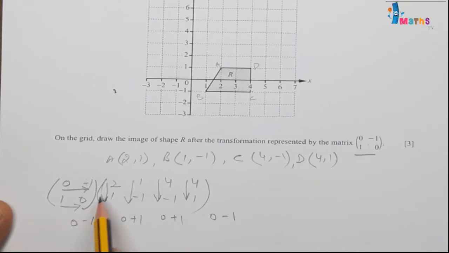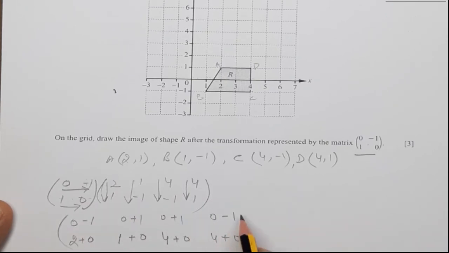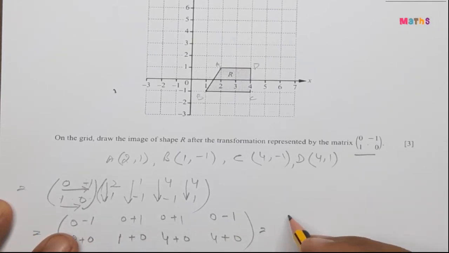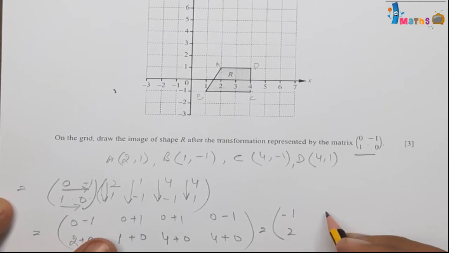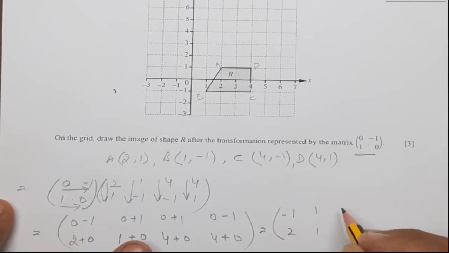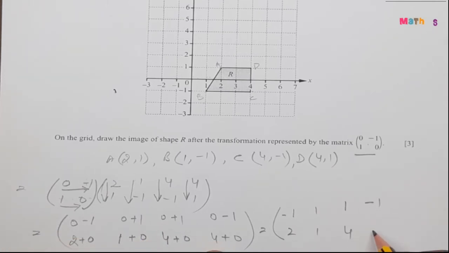Similarly, the second row with the first column will be 2 plus 0. Then this will be 1 plus 0. This with this will be 4 plus 0. This with this will be 4 plus 0. So this will be our matrix after multiplication. We can write minus 1 and 2. This will be 1 and 1. This will be 1 and 4. And the last one will be minus 1 and 4.